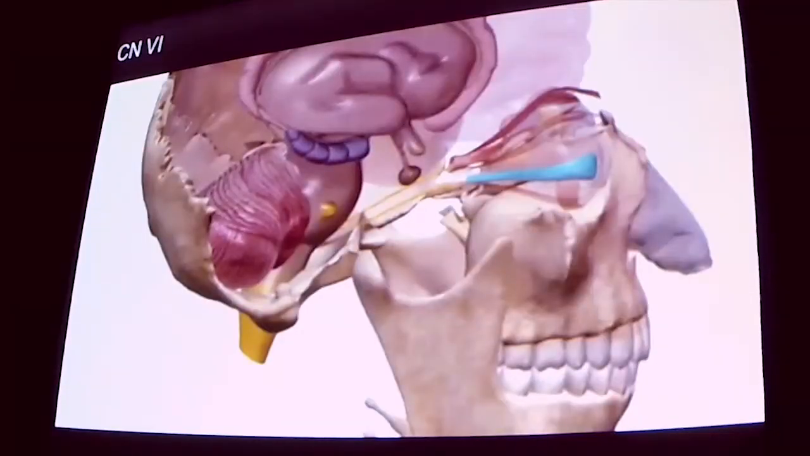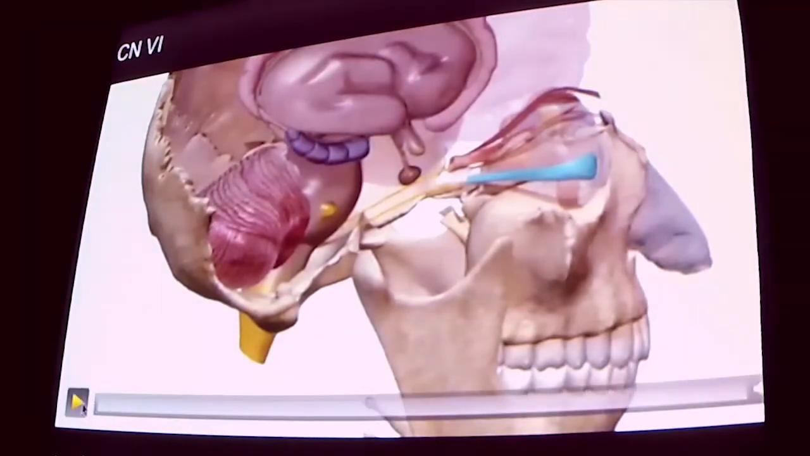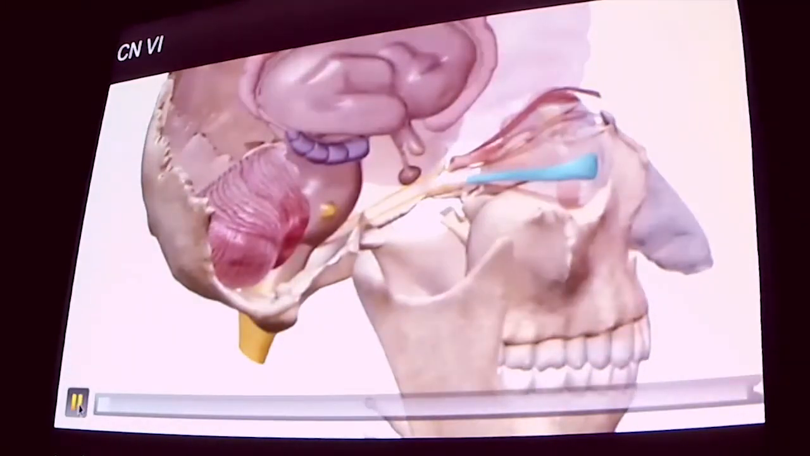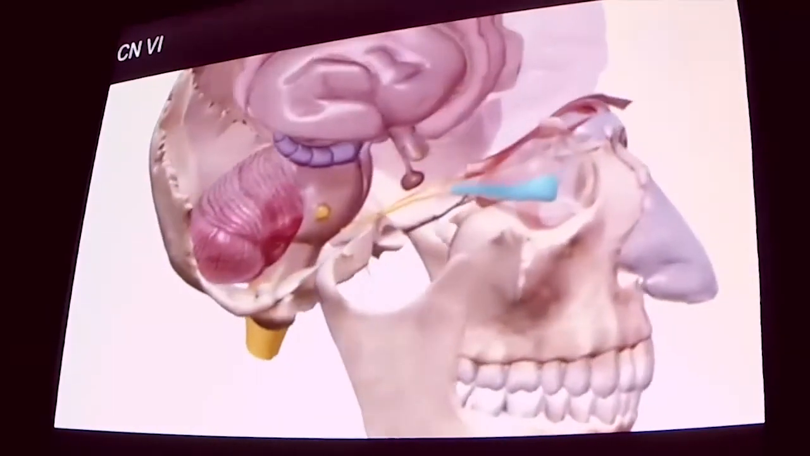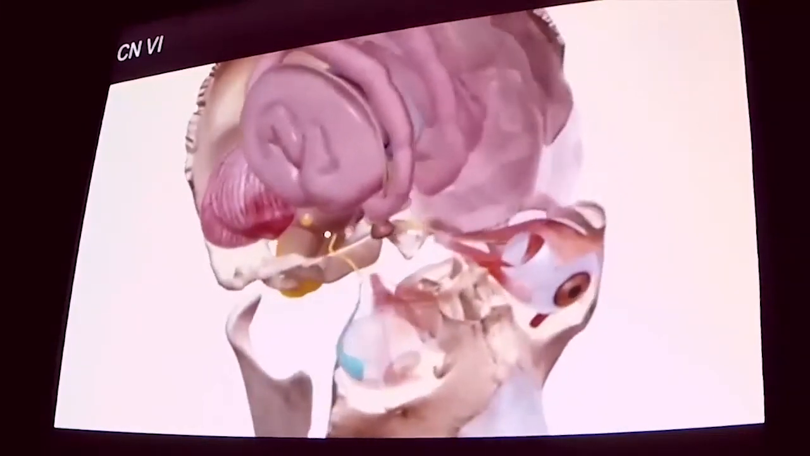Cranial nerve 6, the abducens nerve. Again, motor only. It originates in the pons beneath the floor of the 4th ventricle, emerging from the brainstem anteriorly between the pons and the medulla, as you can see.